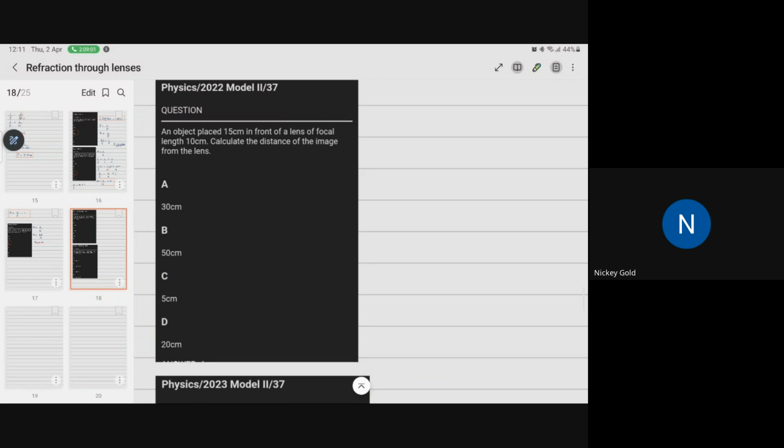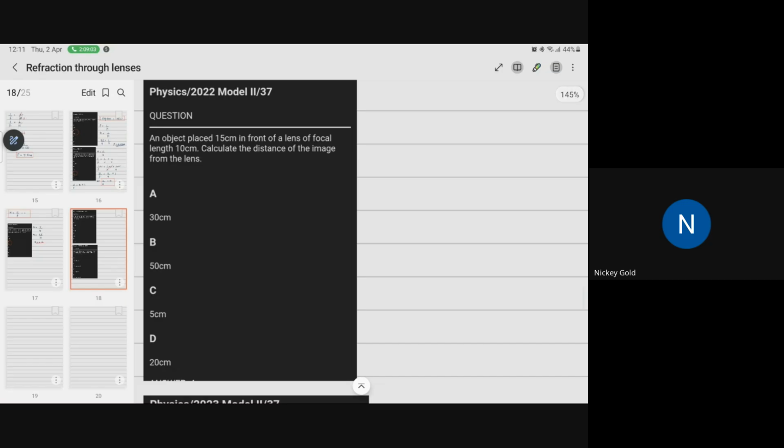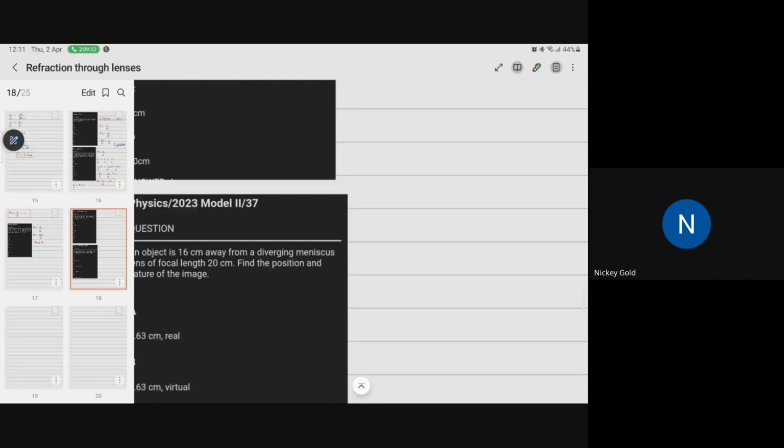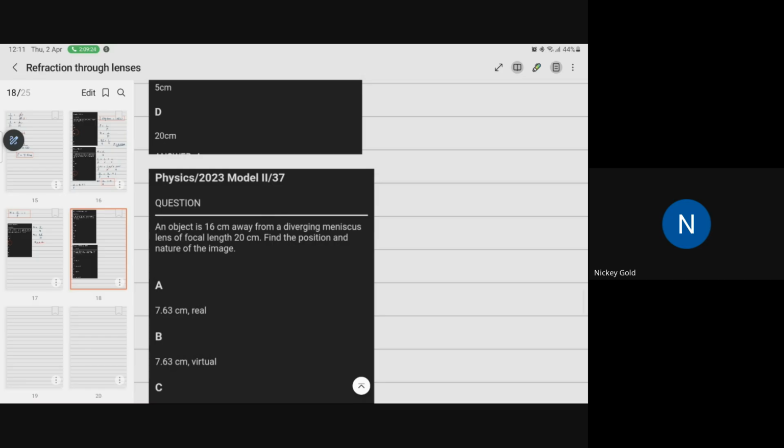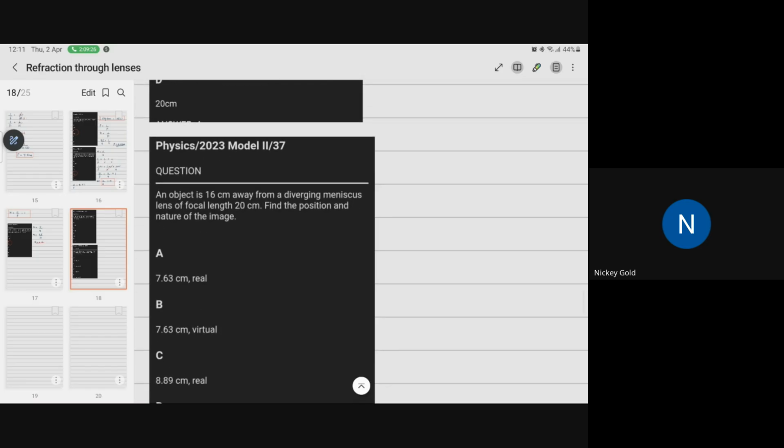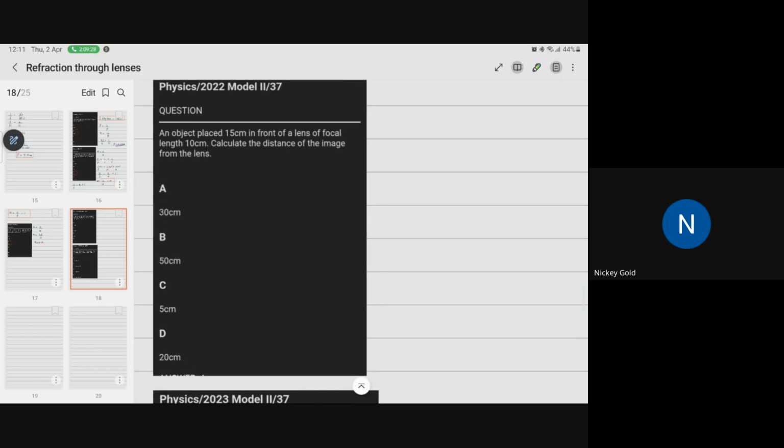All right. The next one: an object placed in front of a lens of focal length 10 centimeter. Calculate the distance of the image from the lens. All right. Very fast. This is also easy. Everybody send your answers. I will determine who to cancel the debt. All right. Everyone, very fast. They will have the next one. Find the position. Good. Answer this one.